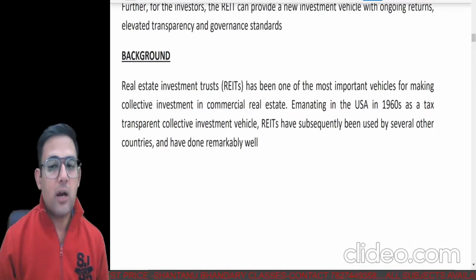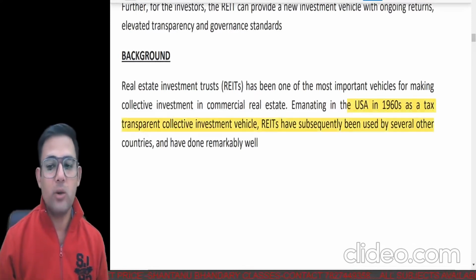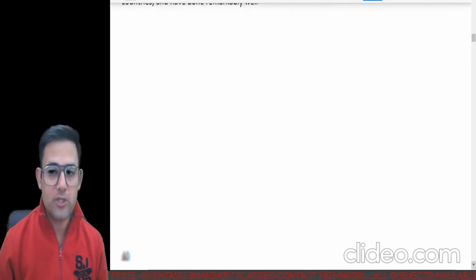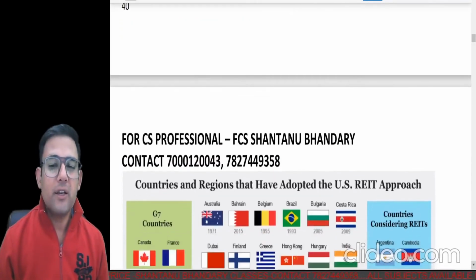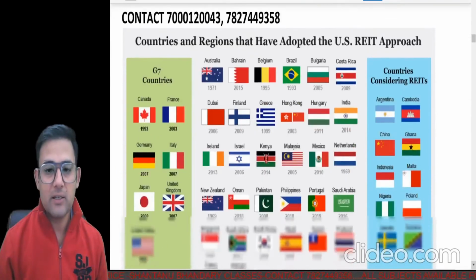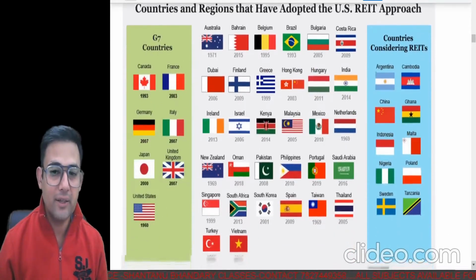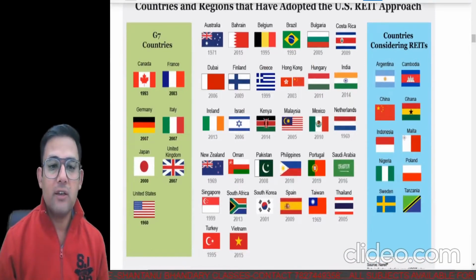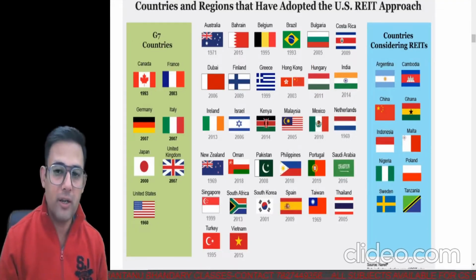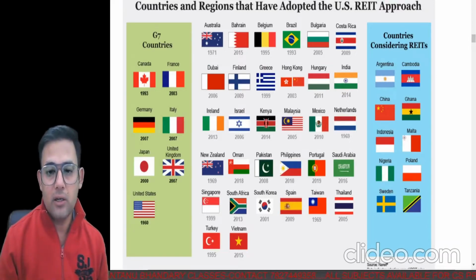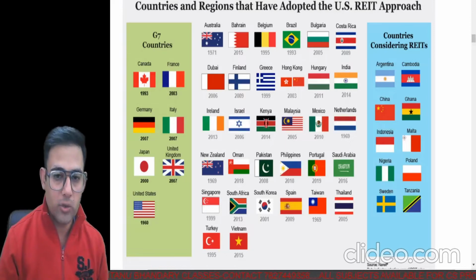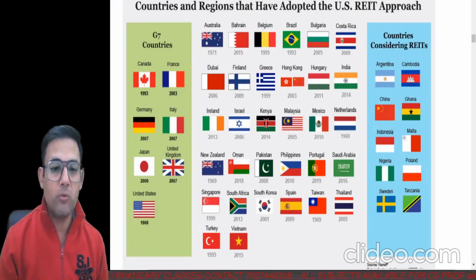Now, the concept of REIT started in the US around 1960, and subsequently it spread across the globe, including India. But in India, I think we have been a bit late. It started in India in the year 2014. If you see the country flags here, there are various countries that started even before India. Countries like Portugal, Oman, Saudi Arabia, or Vietnam started around the time India did.